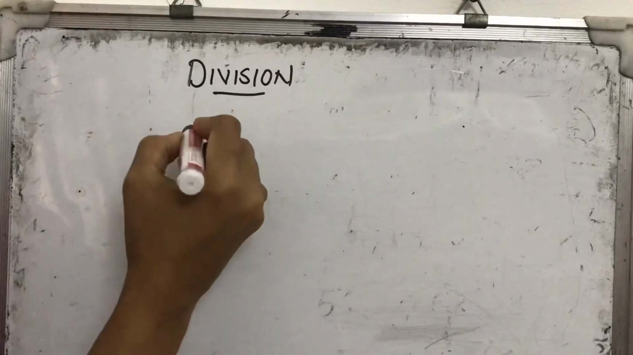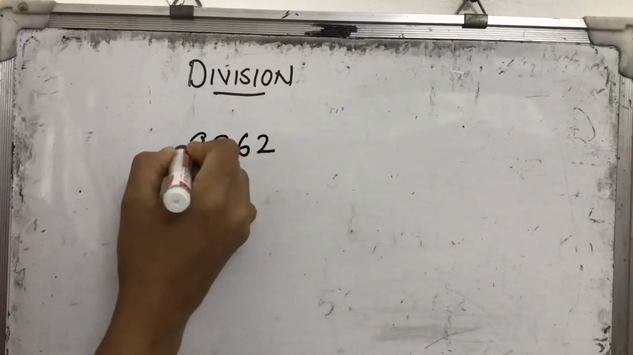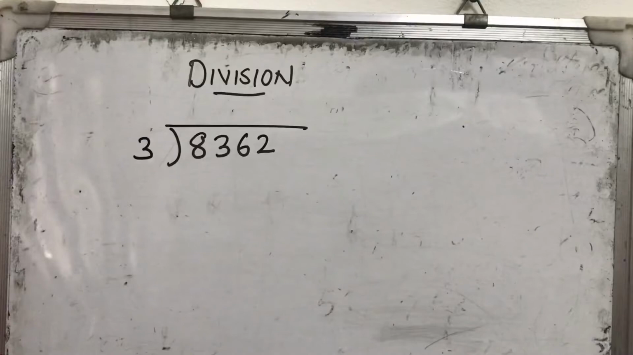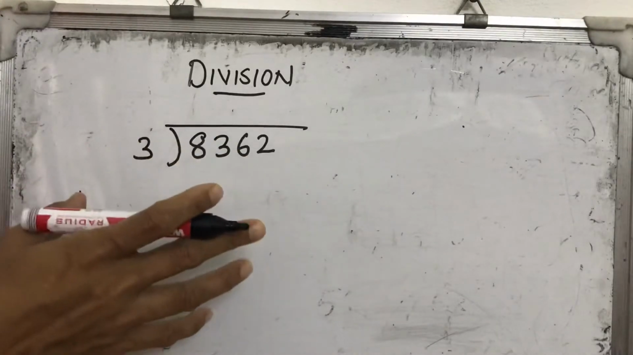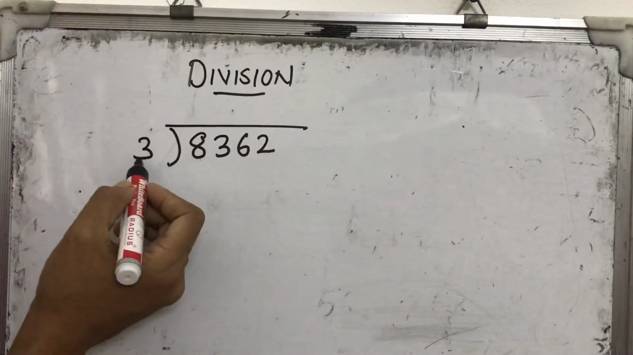So one question, 8362 divided by 3. Okay. So how can we divide this? When we start, as we already learned in division, we will start from the left. So 8 divided by 3.